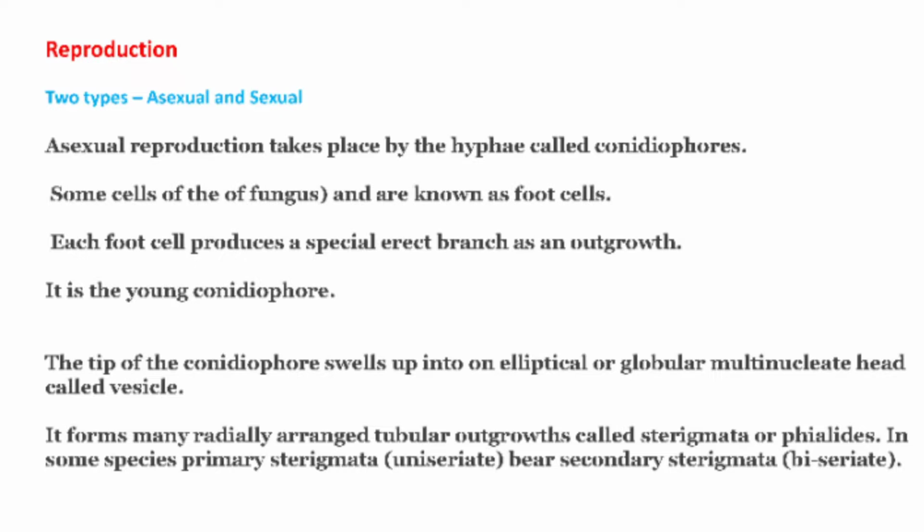The tip of the conidiophore swells up into an elliptical or globular multinucleate head called the vesicle. It forms many radially arranged tubular outgrowths called sterigmata or phialides. In some species of Aspergillus, we can see uniseriate sterigmata, and in some species, secondary sterigmata are also present. If it is like that, we can call them biseriate.